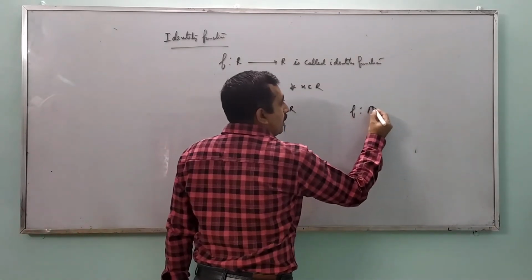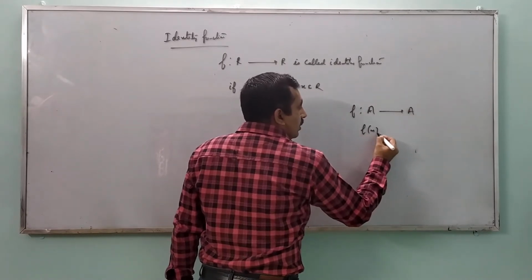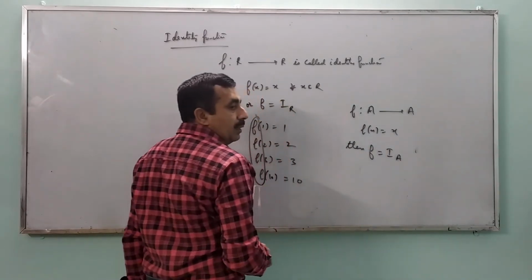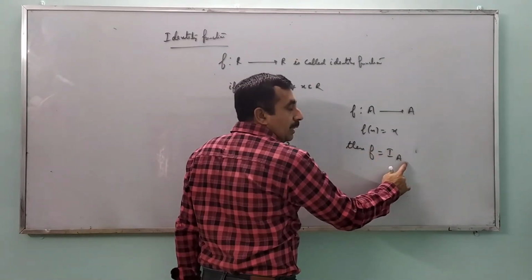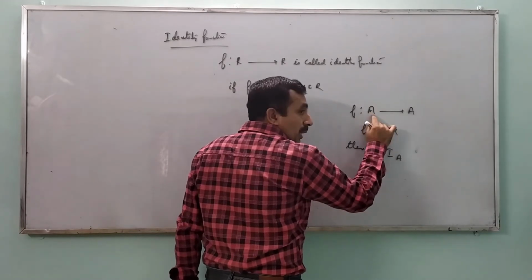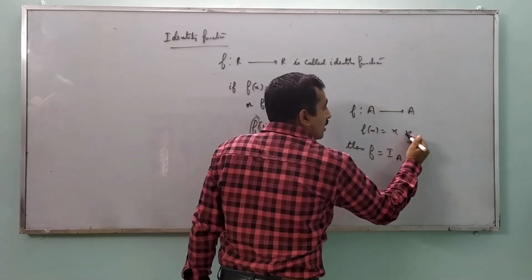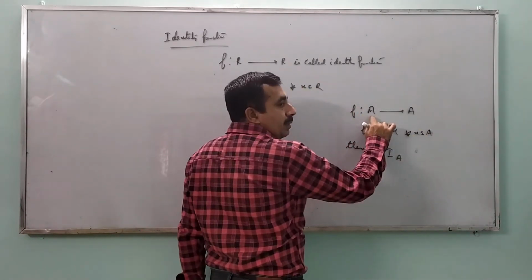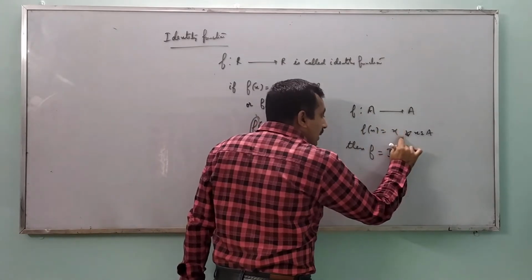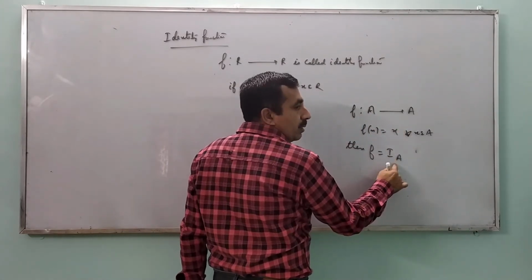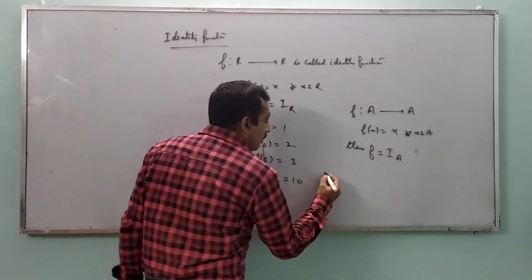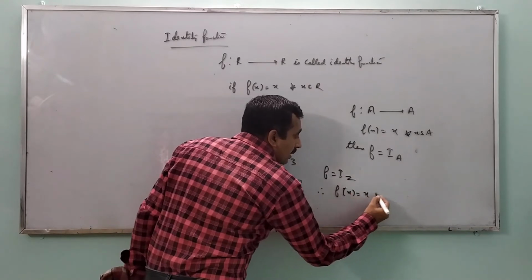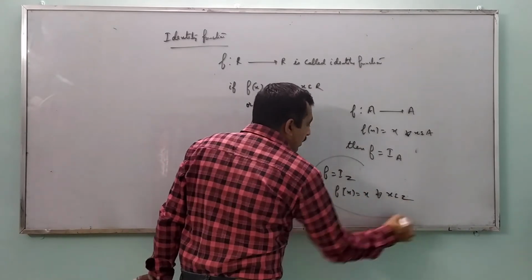If f is a function from A to A and it is an identity function, then we can write f equal to identity function like this: f is identity on A. It means for every element belonging to A, f(x) is x, for all x belonging to A. So if for every element f(x) equals x, then f is called an identity function. And if the set is Z, it is written f is I_Z, therefore f(x) equals x for all x belonging to Z. It is the definition.